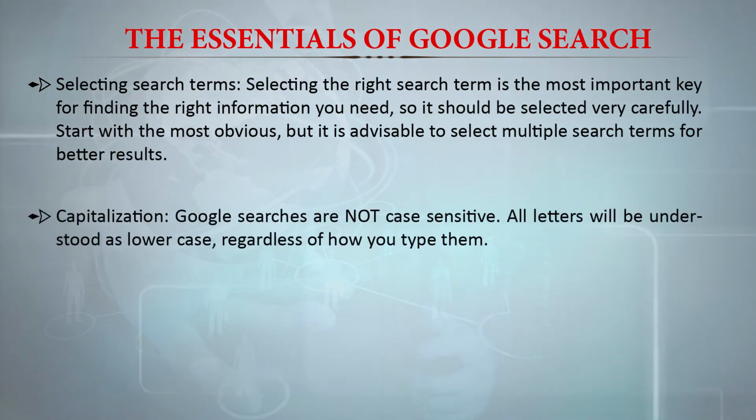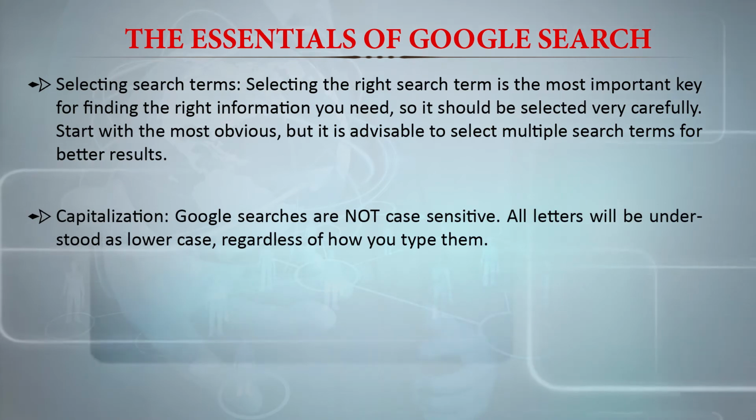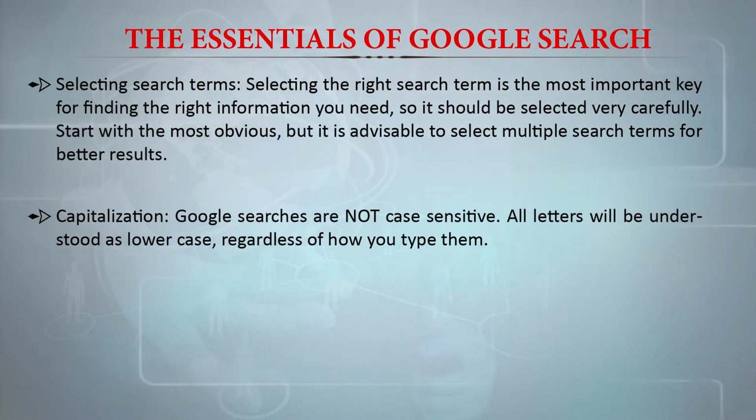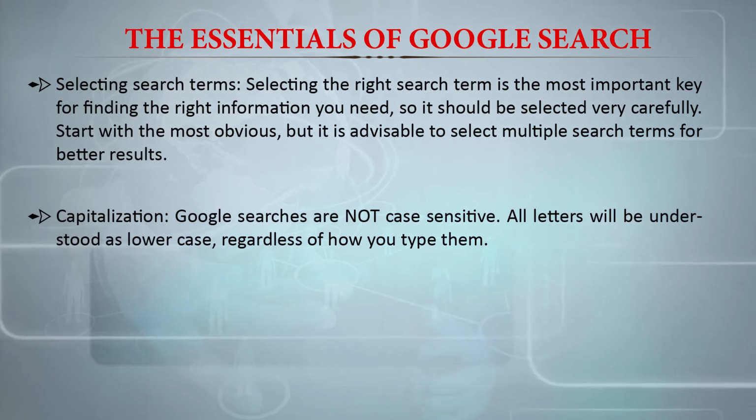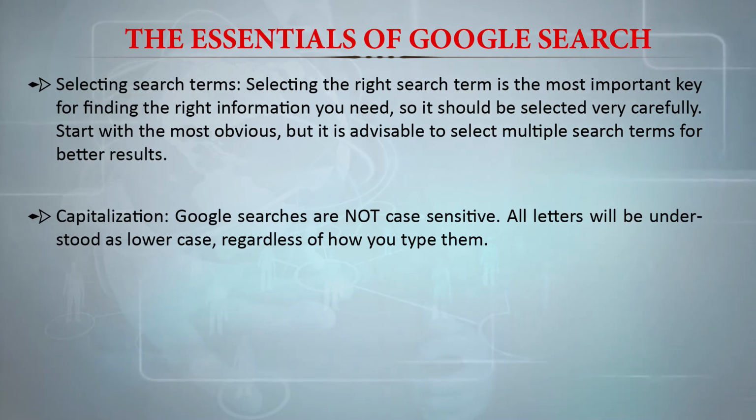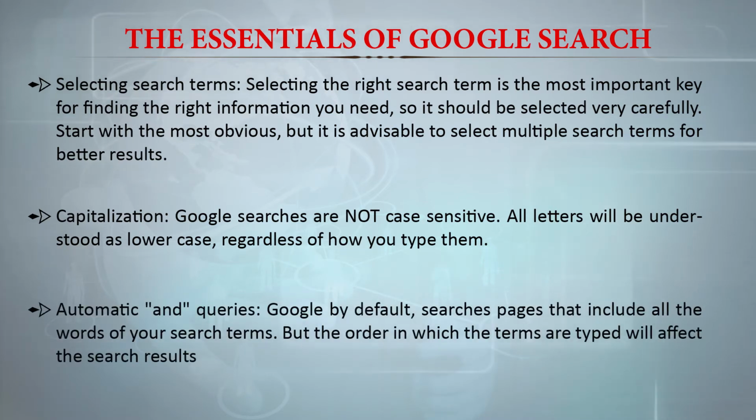Then coming to the capitalization, never worry whether you are typing capital characters or lowercase characters. Ultimately, Google is not case sensitive and it treats all letters as lowercase. So, Google searches are not case sensitive, all letters will be understood as lowercase regardless of how you type them. Automatic AND queries. Google by default searches pages that include all the words of your search terms.